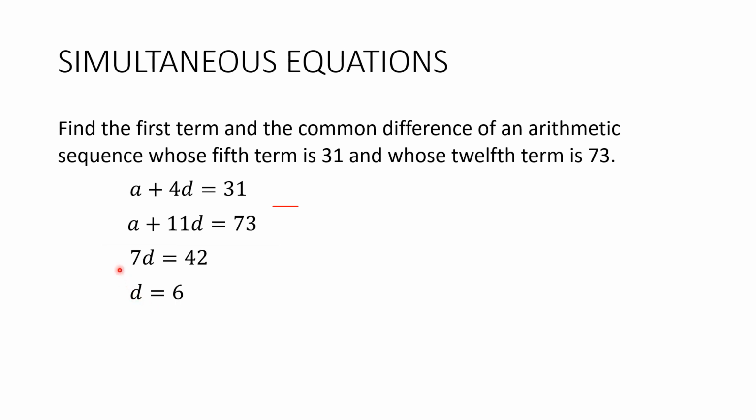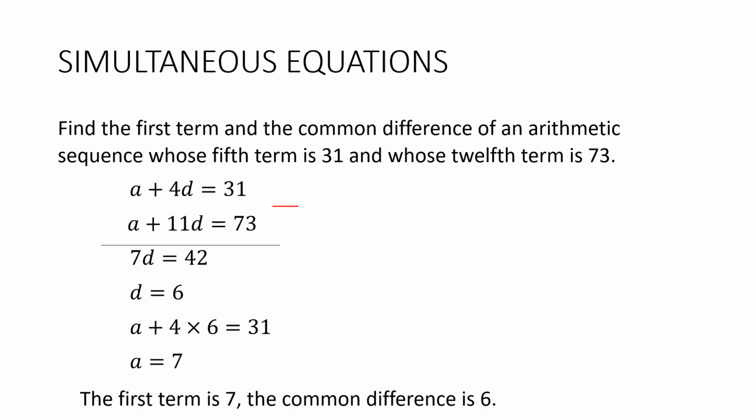Now substitute back into either one of these equations, but let's pick the first one. A plus 4 times 6 is equal to 31. A is equal to 31, take away 24, which is 7. And so the first term is 7, and the common difference is 6.